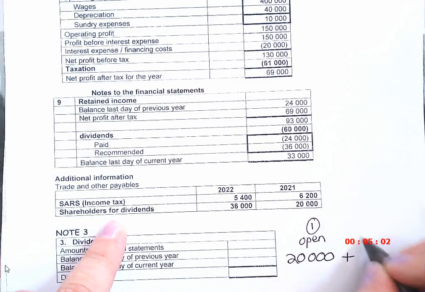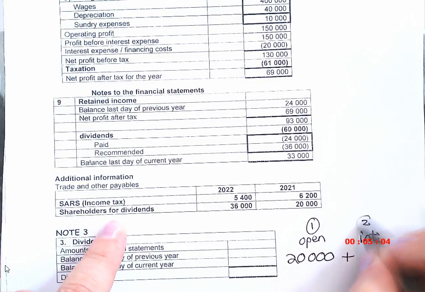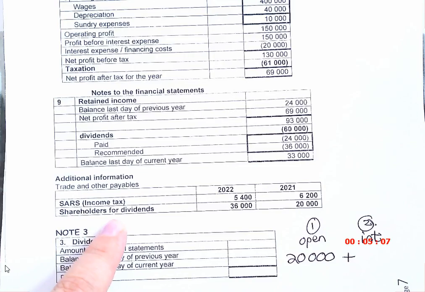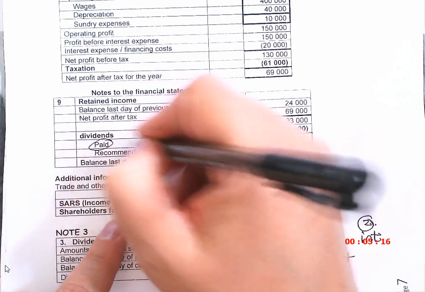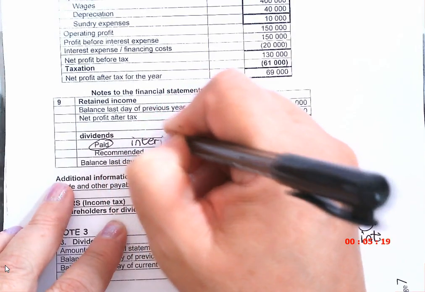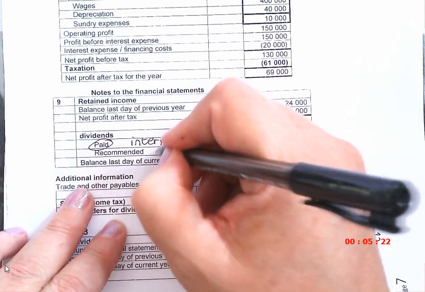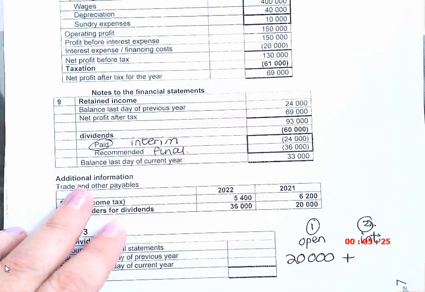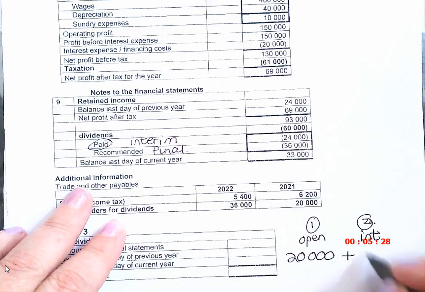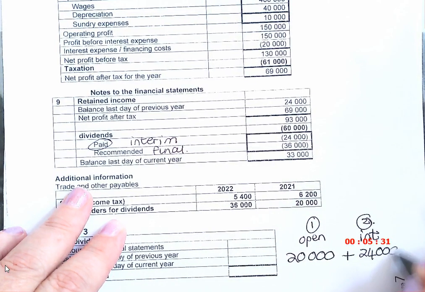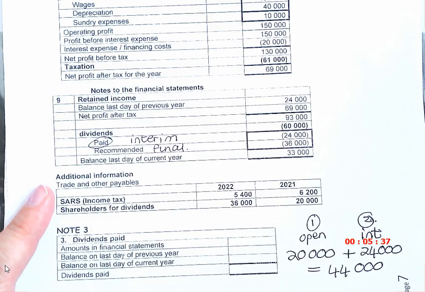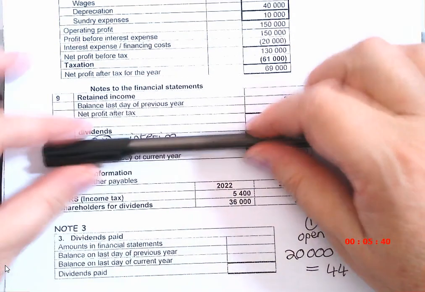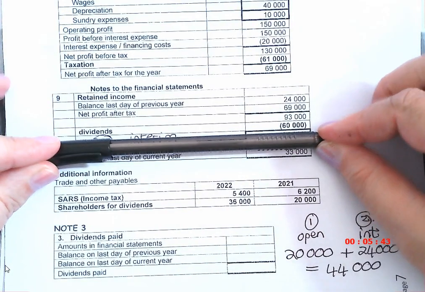And now I want to know, did they give me the interim? Where did they give you the interim? Can you see here in your note for retained income, that paid is your interim. Please be used to other formats. And the recommended is your final. Okay? So your interim is 24. So you paid 44,000.